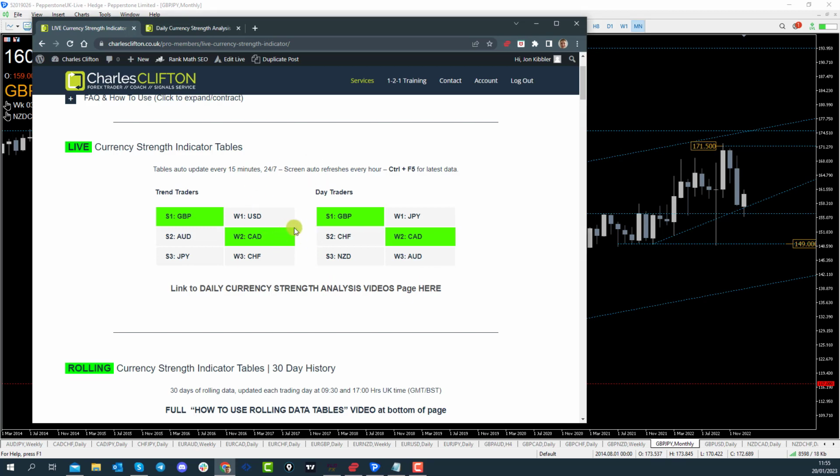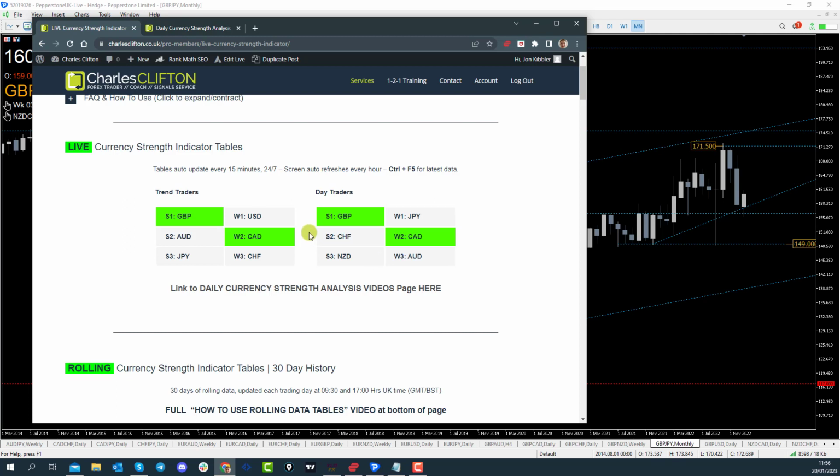Here you can see we have our tables in front of us. We have two types of tables: the trend traders table and the day traders table. These are showing the same studies but just highlighting different time frames. You can see some of the currencies are highlighted in green. That means there is a confluence between those trading time frames, and that's where we can often look for trading opportunities in the markets. The tables auto update every 15 minutes, meaning our members can access real-time data any time of day or night, anywhere in the world.